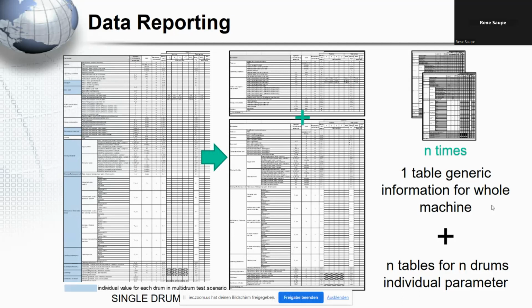Due to this reason, the suggestion here was to split this template into two templates. So we would have a template which is documenting the overall machine parameters, which are the same for each drum. And then we would have n times templates for the individual drum to record the measurements for this individual drum's value. In this way, we avoid the duplication of data. So we avoid typos, we avoid redundant data, and we keep it as streamlined as possible.